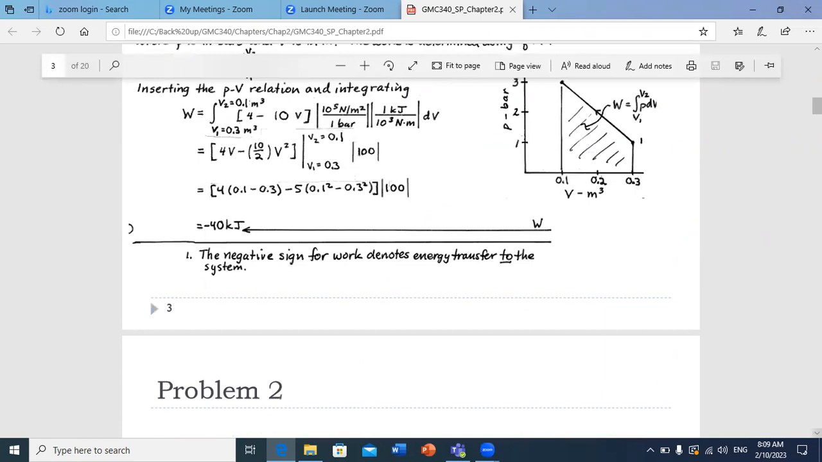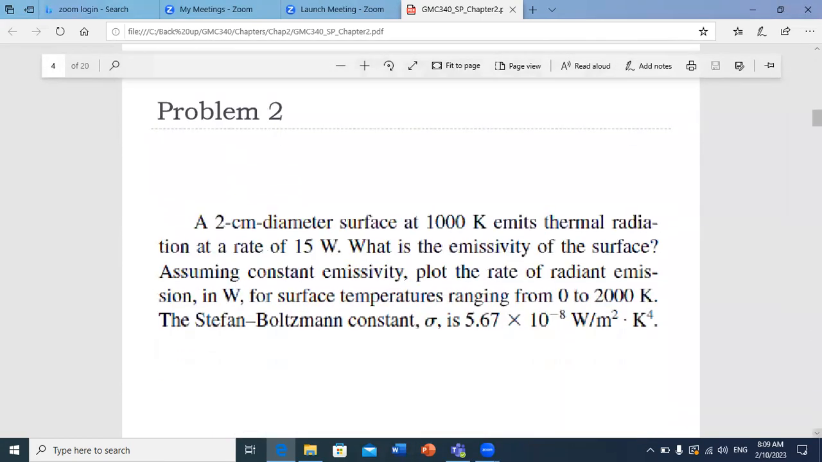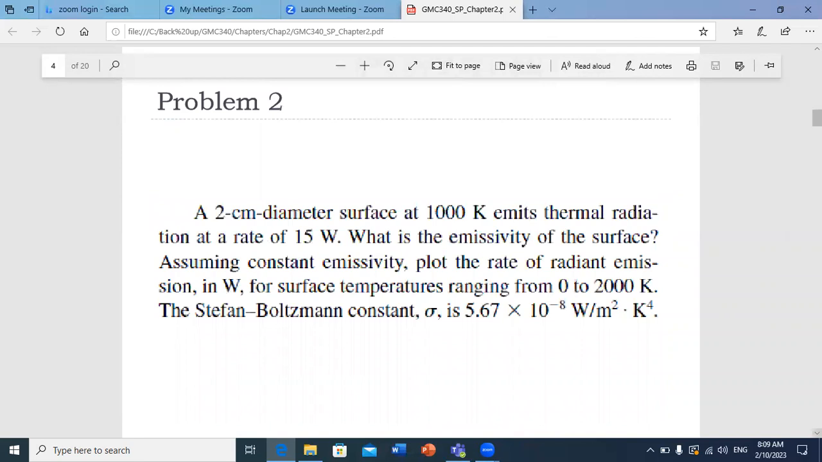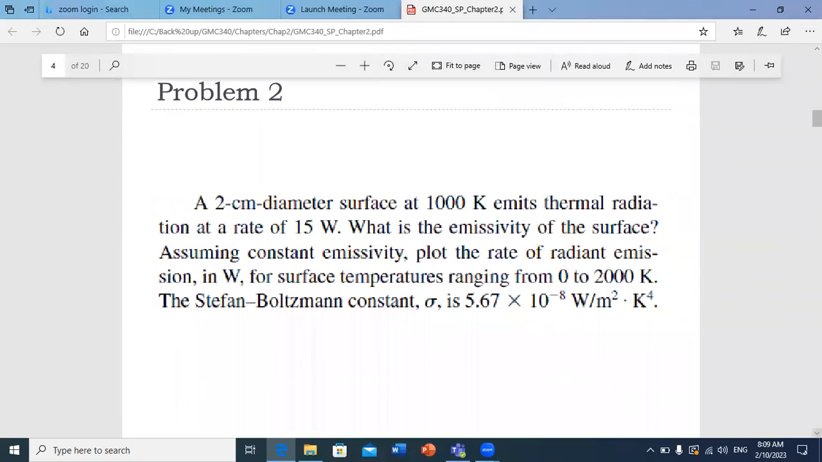So here you have the detailed solution. Another problem: a 2 centimeter diameter surface at 1000 Kelvin emits thermal radiation at a rate of 15 watt. What is the emissivity of the surface? Assuming constant emissivity, plot the rate of radiant emission in watt for different surface temperatures. The Stefan-Boltzmann constant is given to be equal to 5.67 times 10 to the power minus 8 watt per meter square Kelvin 4. So this is a problem about radiation.